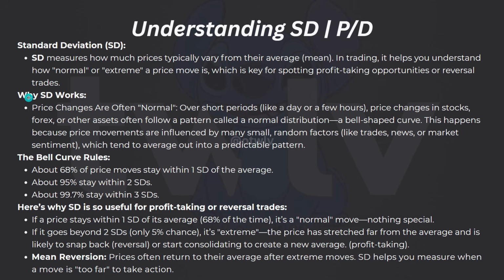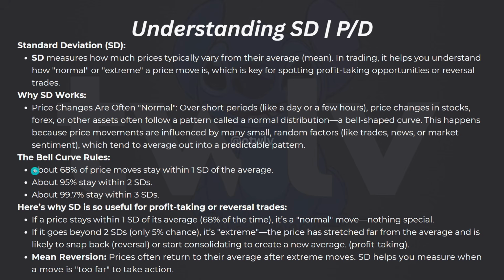Okay, so moving on to why standard deviations work. Price changes are often normal. Over short periods like a day or a few hours, price changes in stocks, forex, or other assets often follow a pattern called normal distribution, a bell-shaped curve. This happens because price movements are influenced by many small random factors like trades, manipulations, or market sentiment, which tends to average out into a predictable pattern.